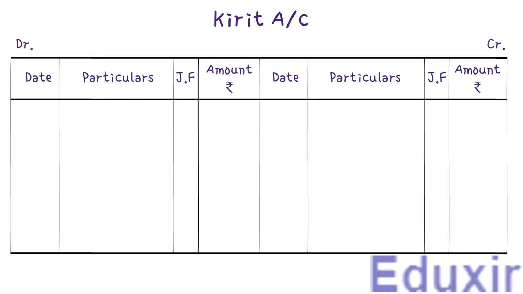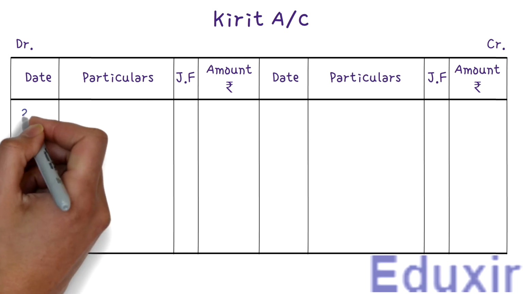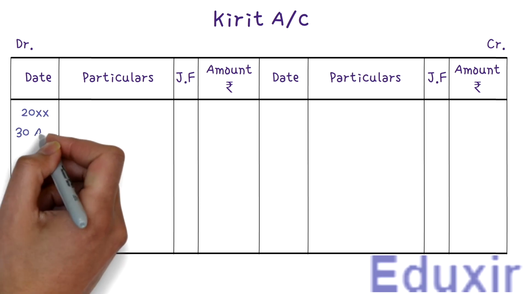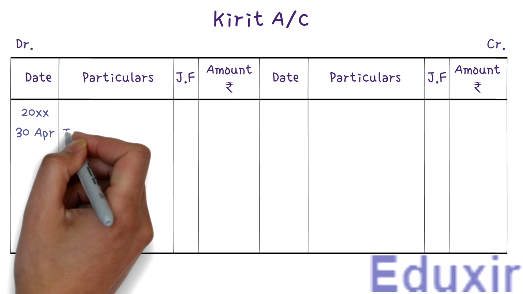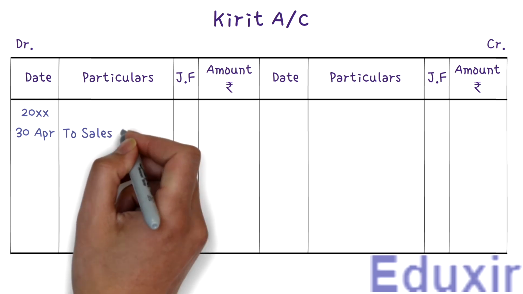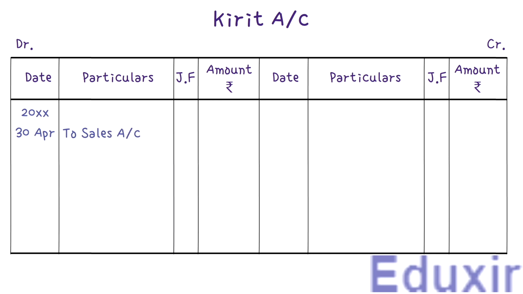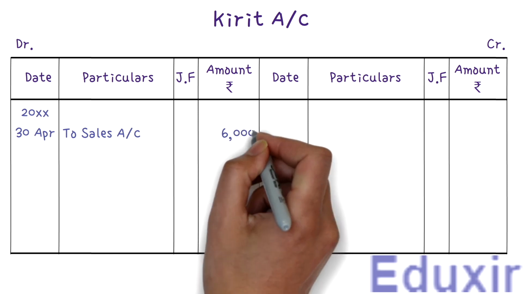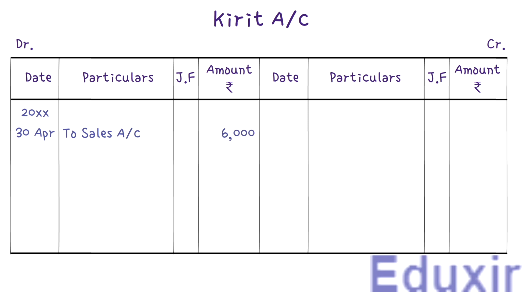As this is the first entry on the debit side, let us first write the year in the date column and then let us write the date. We need to write to sales account into the particulars column. Let us then write the debit amount of 6000 rupees in the amount column. That completes the posting of this journal entry into Kirit account. Let us now take up the next entry.